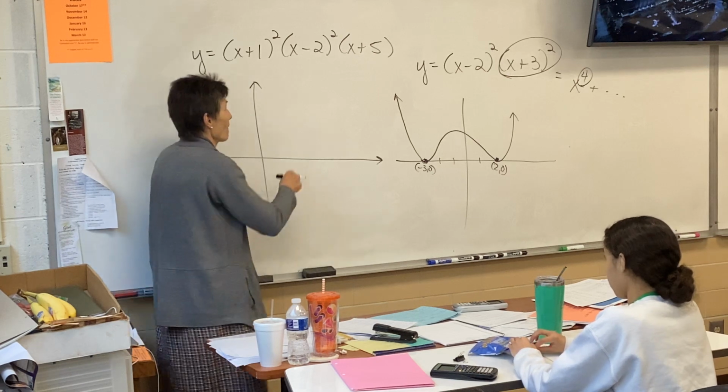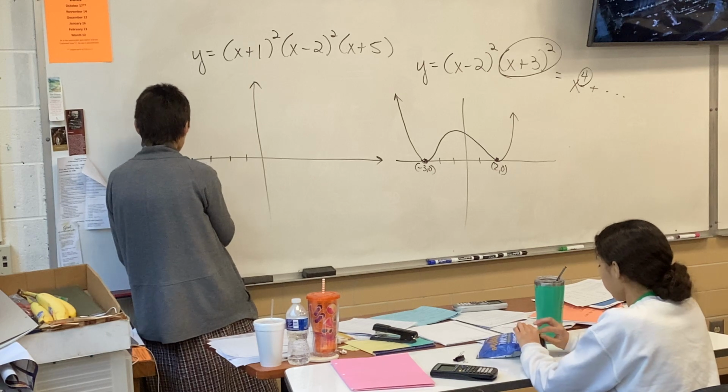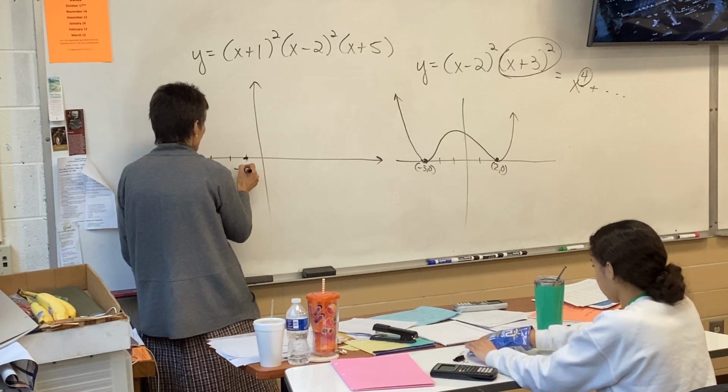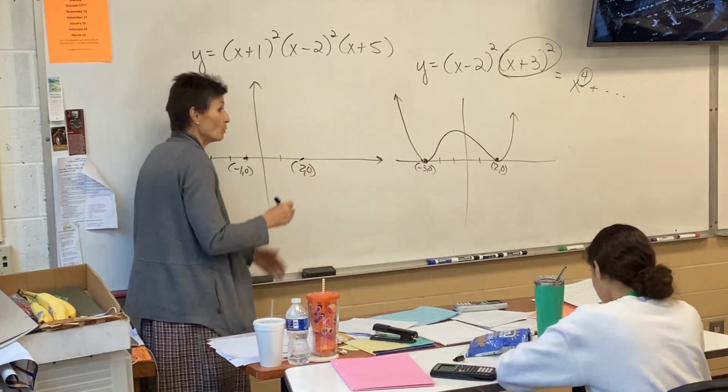Where do the dots go? So -5, I've got one. -1, I've got one. 2, I've got one. Would everyone agree with this?